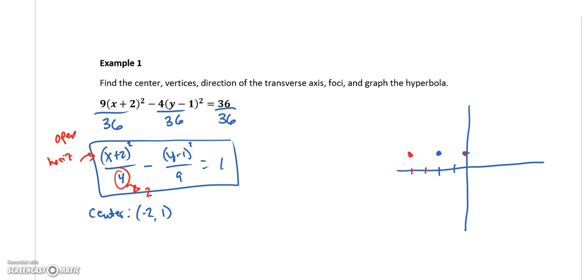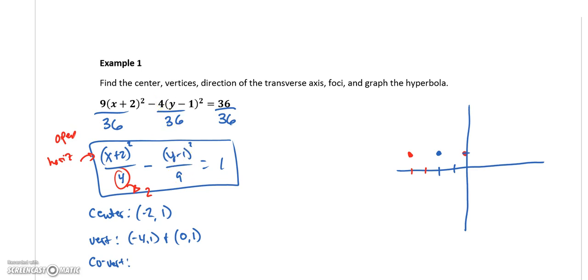So vertices: negative 2, 1. I'm going 2 left and 2 right from there. So it should be negative 4, 1, and 0, 1. Let's find the covertices.